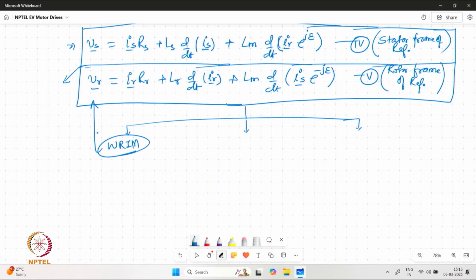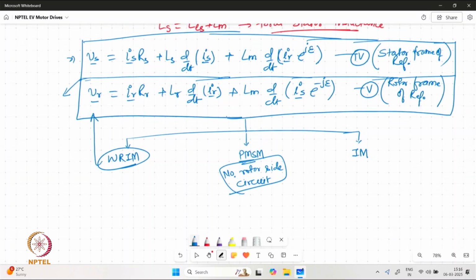Whereas if we talk about permanent magnet synchronous machine or induction machine, the rotor side equation has to change. So in case of PM, there is no rotor side circuit. In fact, there are magnets on that, which means that the VR equation becomes useless for us. And then because there is a current component coming on the stator equation, we need to take care of that.